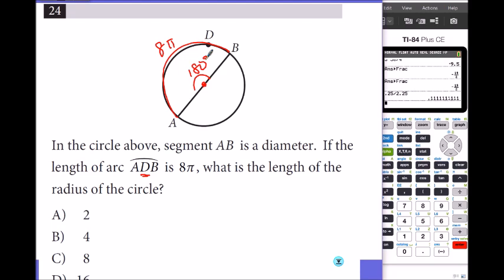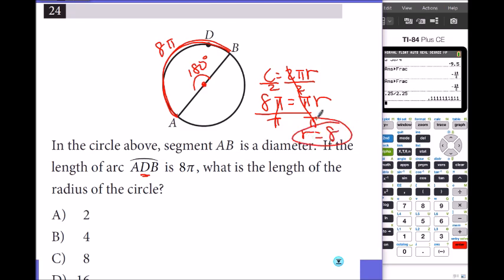So what's the radius of a circle? As you can see, the whole circle's circumference is 2 pi r. And here, 8 pi was half of the circumference. So it was just pi r, right? Half of the circumference, so it is pi r. So we know r, when you divide by pi and pi, r is 8. So it is C, 8.